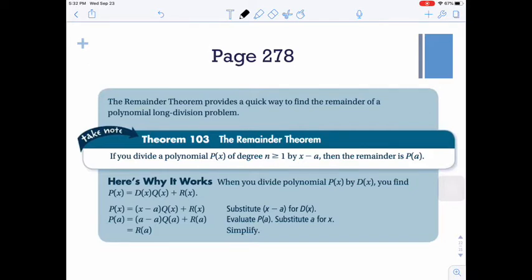Here's why it works. When you divide a polynomial p of x by d of x, you find p of x equals d of x times q of x plus r of x. P of x equals x minus a times q of x plus r of x. So we're substituting x minus a for d of x since that's what we're dividing. P of a means you plug in a. So a minus a times q of a plus r of a. A minus a becomes 0. So this whole piece right here becomes 0 and you're left with just r of a. So the remainder is p of a.